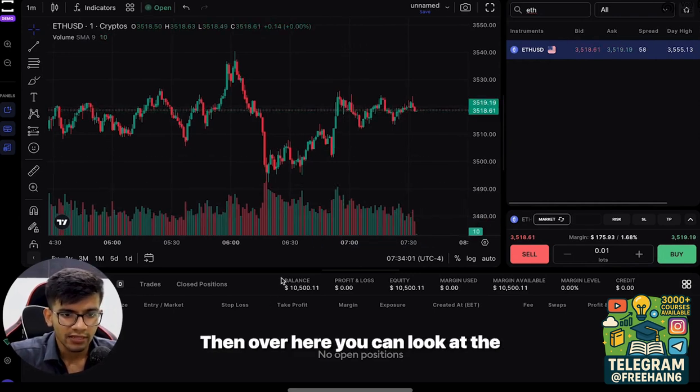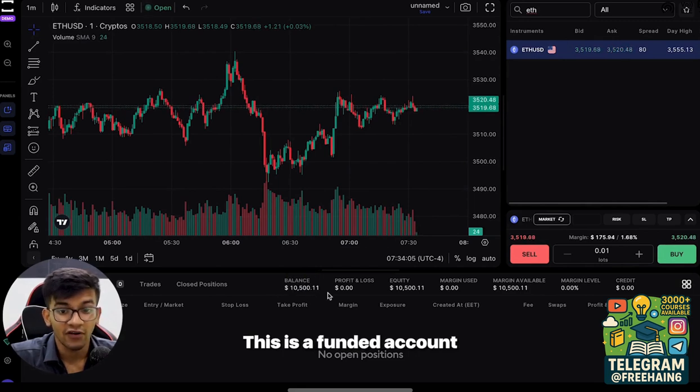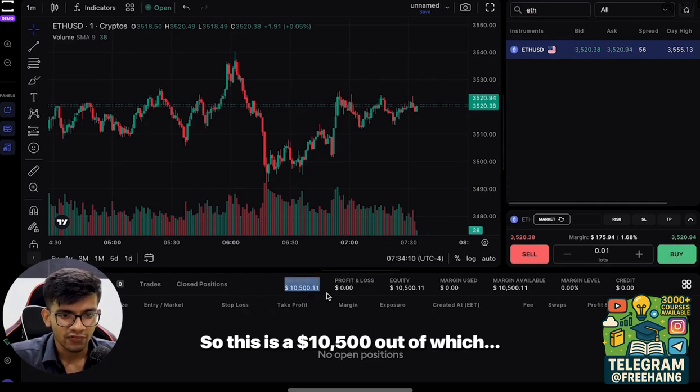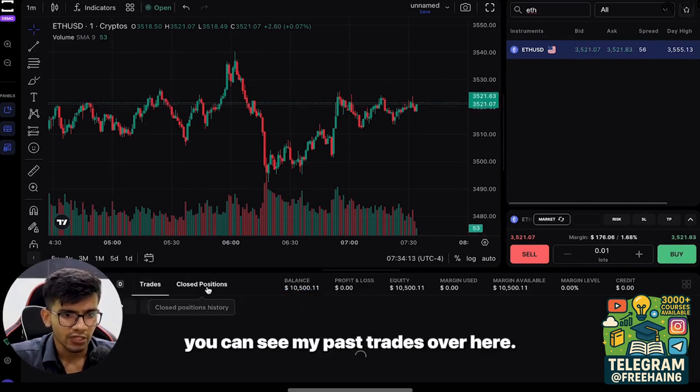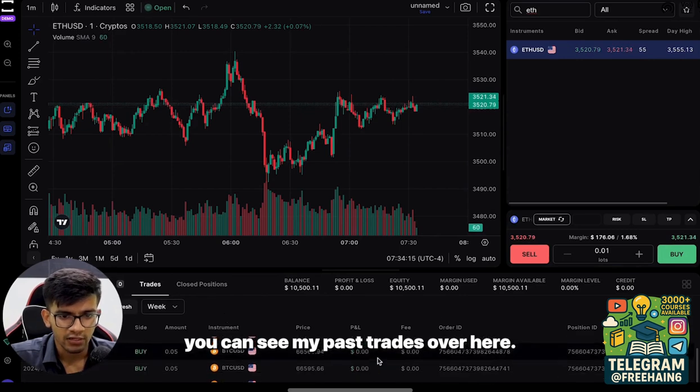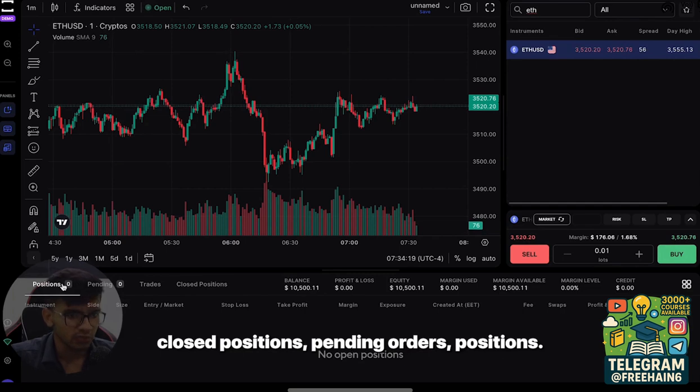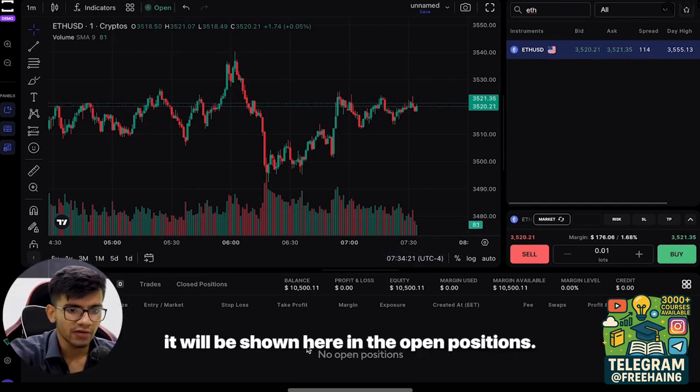Then over here you can look at the balance in my account. This is a demo account. This is a funded account which I cleared very recently. So this is $10,500, out of which you can see my past trades over here. I took these past trades: closed positions, pending orders, positions. So if I take a trade right now, it will be shown here in the open positions.